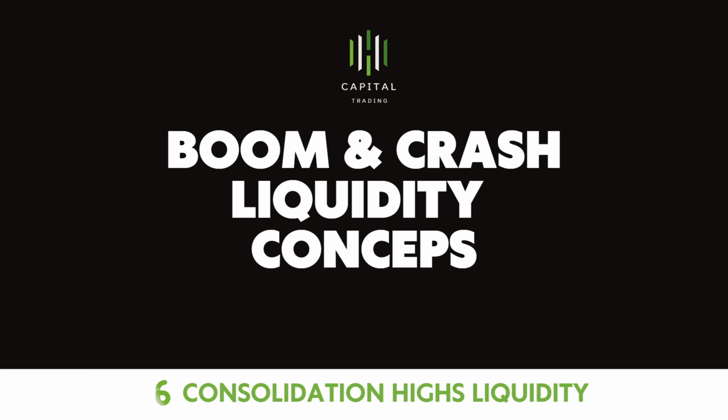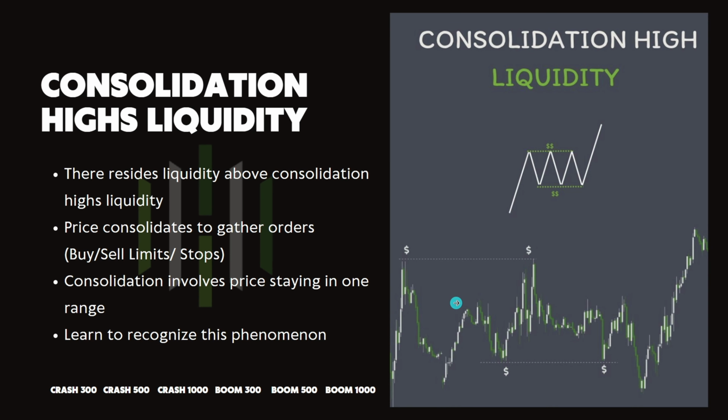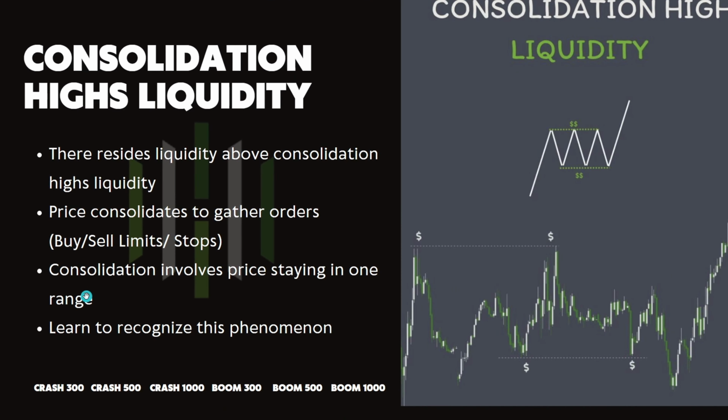So what exactly are consolidation highs, and what is a consolidation? A consolidation involves price staying in one range. It's when price identifies a high and a low, and they do not break those swing highs and swing lows, right? So if you want to learn more about ranges, just go check out episode 4 of the BCC. I'll link the video on the top right, so check it out.